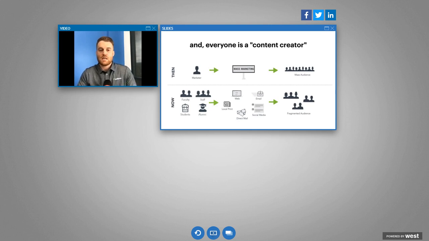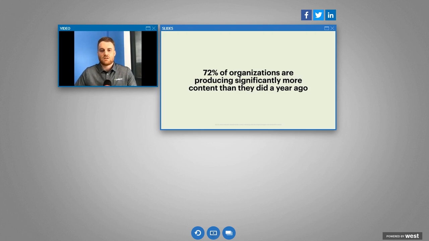Not only that, but they're creating this content for an increasingly fragmented audience that expects the content to be tailored and relevant to them. So this obviously creates some challenges. 72% of organizations are producing significantly more content than they did a year ago. Is your organization? I'd be willing to bet that whether you know it or not, they likely are.